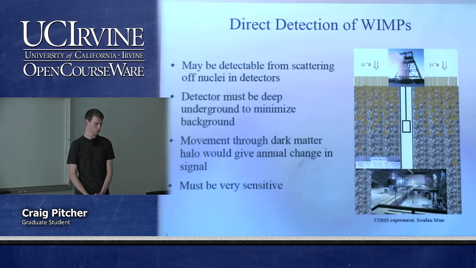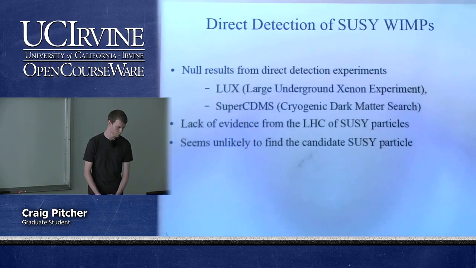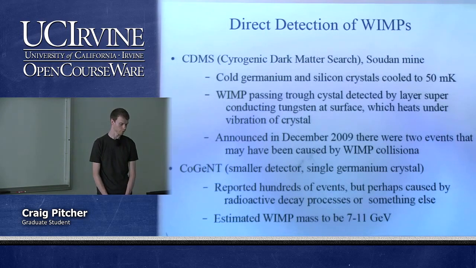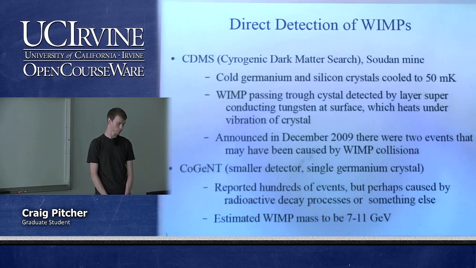We know that we would see an annual change in the signal, basically from the Earth's movement about the dark matter halo by going around the sun. But these detectors would have to be extremely sensitive. A couple of direct detection experiments have been CDMS in Minnesota. For this experiment, they have cold germanium and silicon crystals, cooled to 50 millikelvin.